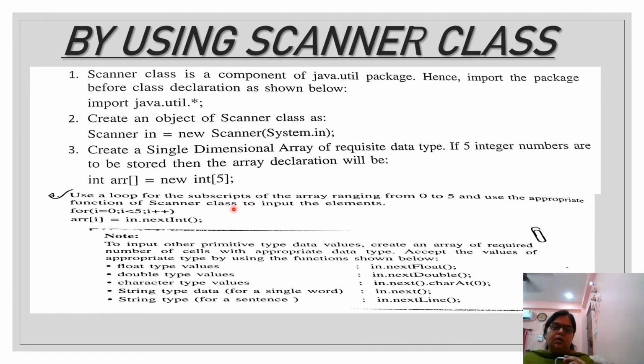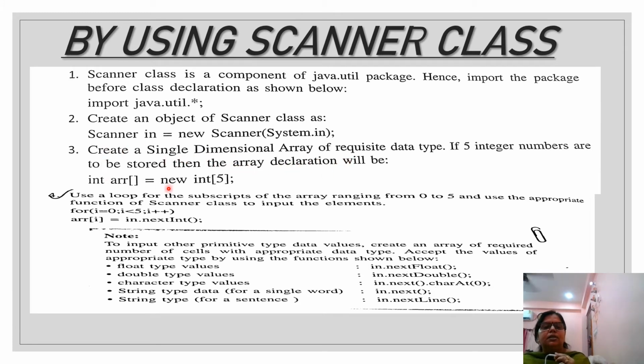Now we are taking an array by using the Scanner class. The Scanner class you will all find very easy. The Scanner class is a component of the Java util package, meaning it is a utility package. Hence, import the package before your class declaration as shown here. Import java.util, then create a Scanner object, Scanner in equals new Scanner(System.in), and then create a single dimension array with the size of 5.